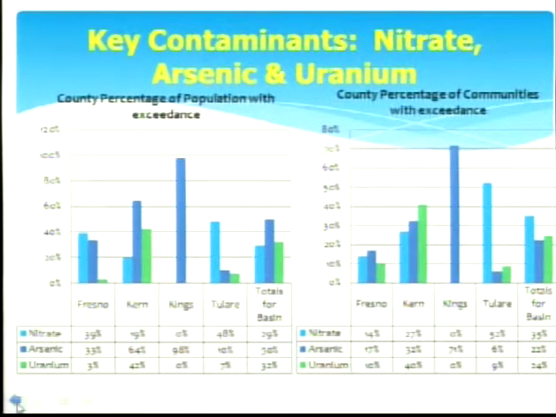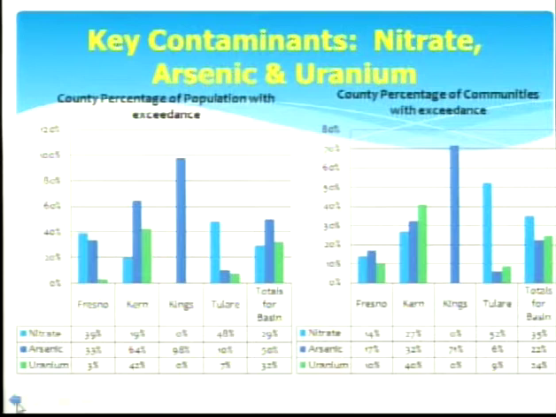Good. So we had talked about how it's not just nitrates. It's nitrates, arsenic, uranium. This is a graph with statistics on the population and also the county percentages for Fresno, Kern, Kings, Tulare, all counties that we work in. This is what we're looking at in terms of impacted drinking water. High incidences of nitrate, high incidences of arsenic, uranium, and it's a very huge number, and it's getting larger.